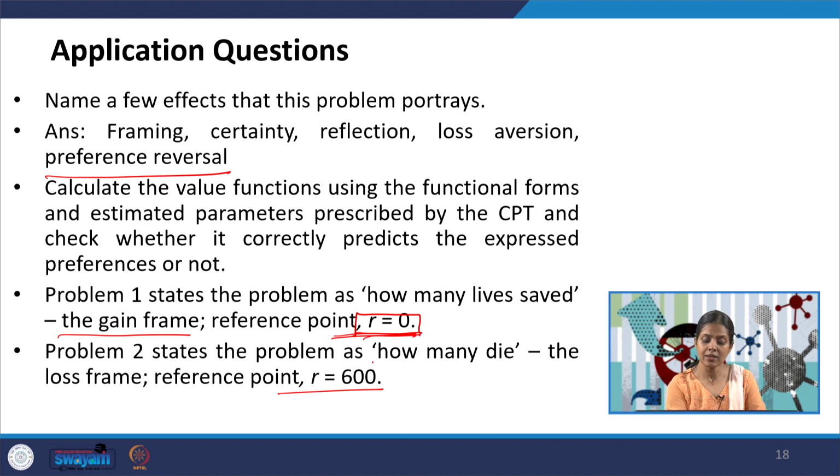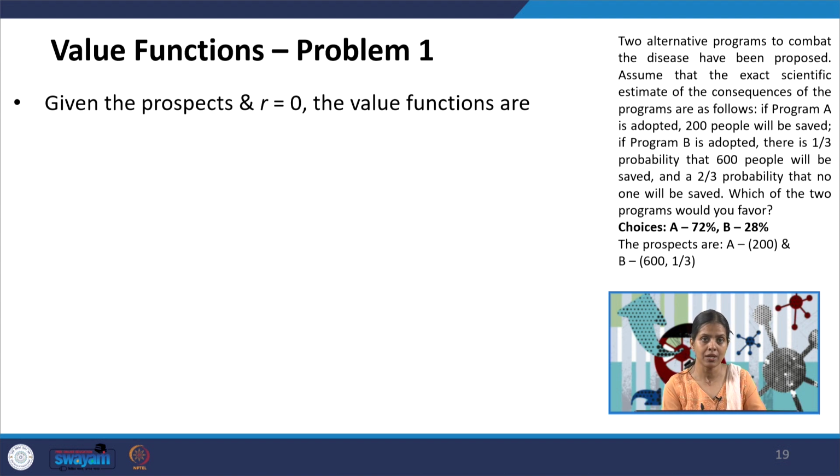Similarly, in the die frame, that is the loss frame, again we consider R as 600, because as mentioned, in the beginning it said that the disease is going to kill 600 people. So, here 600 is the reference, 600 are going to die. Now the programs, their interventions, how much they are going to cause losses, that is how it is being framed. Now, these are important points, because first of all let us calculate value functions for problem 1.